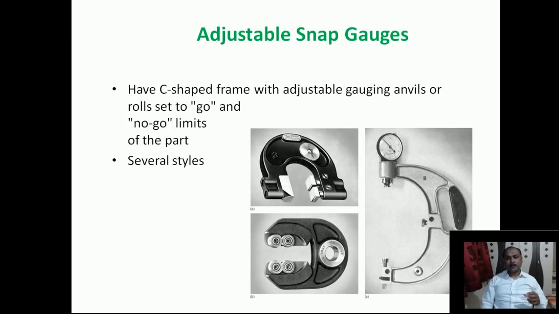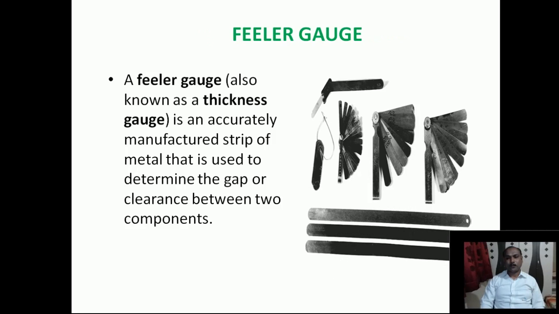And as we have seen, the gauges are designed for one type of dimension only. So we require a huge number of gauges if you want to check a large number of components. So instead of that, we can go for the adjustable type of snap gauge where we can adjust the dimensions within some limits. For example, we can use the slip gauges and we can set these dimensions for the go side and no go side, and we can use it for a certain range of components. So no need to use different types of gauges for each component.